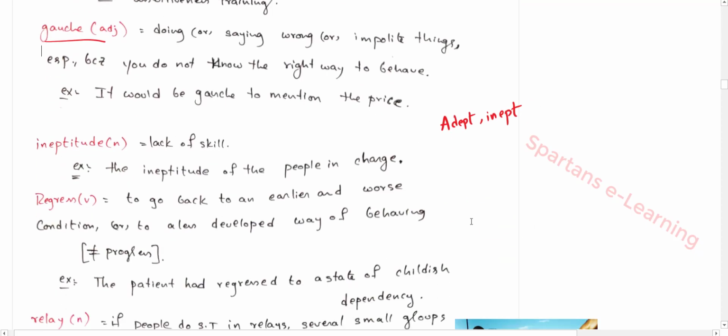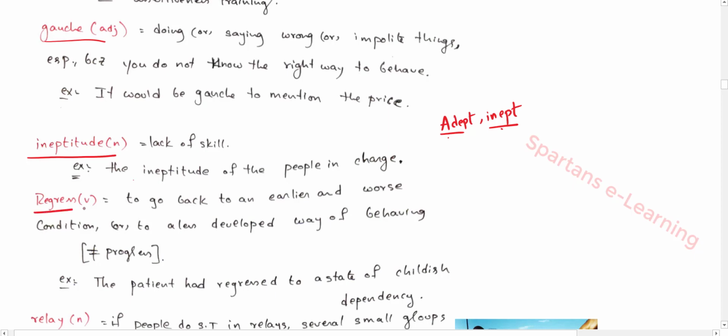Next word is ineptitude. Ineptitude is a noun. Ineptitude means lack of skill. So here you need to know two words, adept and inept. Adept is skillful, inept is not being skillful, right? So lacking skill is called inept. So ineptitude is the noun form of inept. Example, the ineptitude of the people in charge.